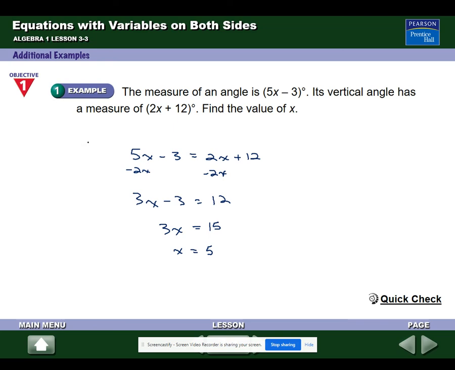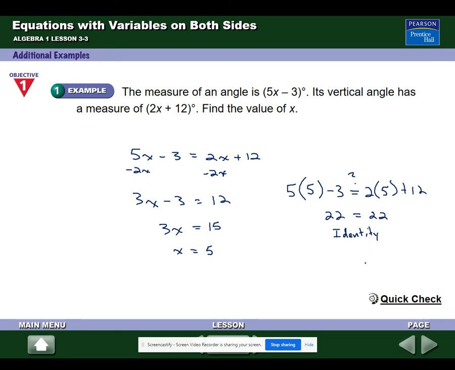Now here's why I bring that up. Because we could have checked this problem right here. 5 times 5 minus 3, wondering if that's equal to 2 times 5 plus 12. And here's 25 minus 3, that would be 22. Here's 10 plus 12, that would be 22. It checks.